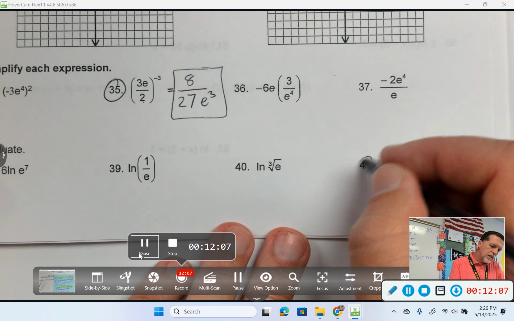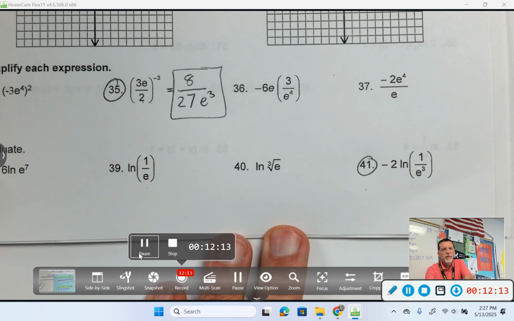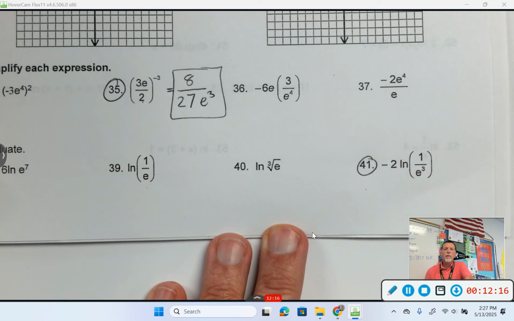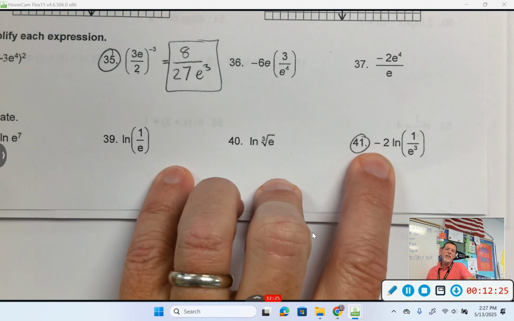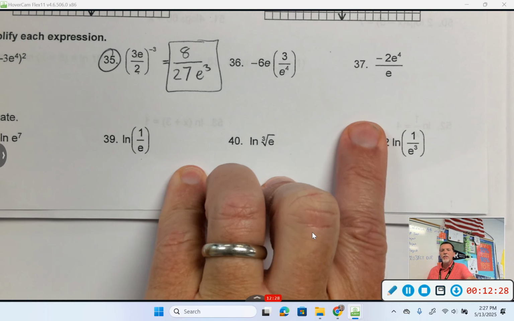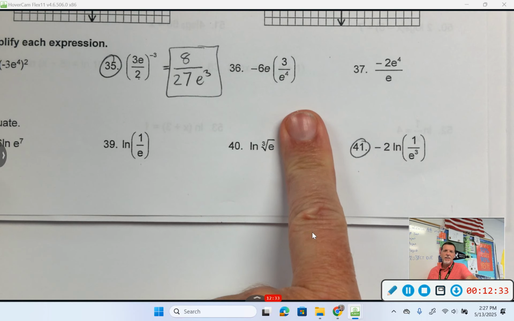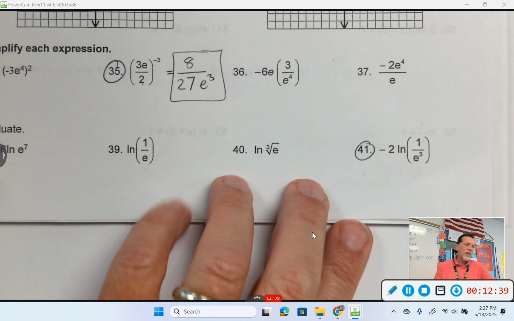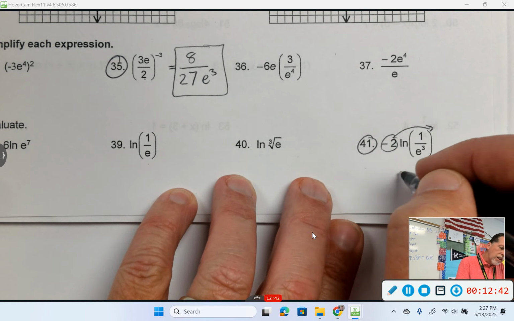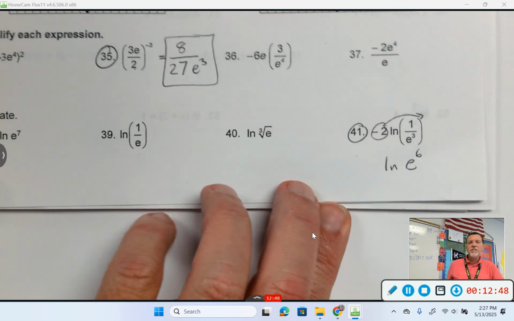41. -2 natural log 1 over e cubed. A couple things you can do there. Like, do you want to put the -2 up as the exponent, or you just want to leave it there and figure out natural log of 1 over e cubed and then deal with the -2? You want to put it as the exponent? Either way is fine. If you put it as the exponent, what does this become? It's actually a good move here, because that becomes e to the 6th.